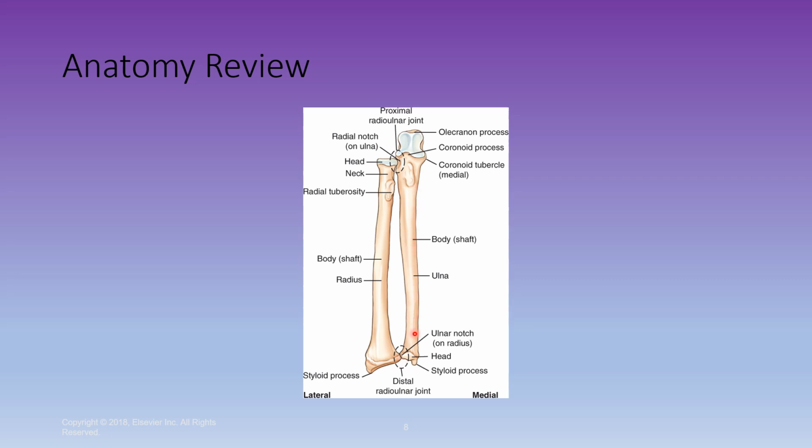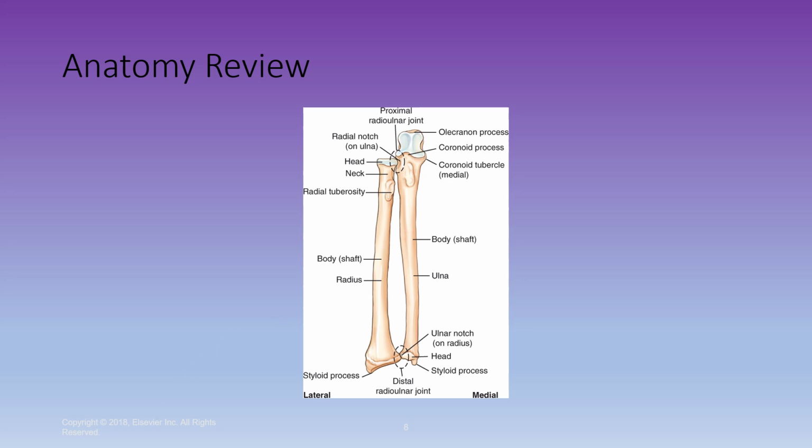And then we have the ulna right here. Again, it has a styloid process near the wrist. The ulnar head is actually very distal, unlike the radius where the radial head is proximal. The ulnar notch helps make up the distal radial-ulnar joint. Then you have the body or the shaft. And then we have the coronoid process, with an N, coronoid process here. You have the olecranon process, and then you have the coronoid tubercle that sits medial. And then in between this, you have the semilunar or trochlear notch.